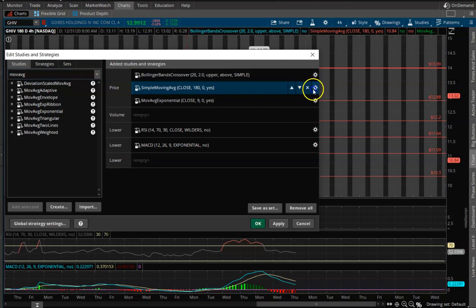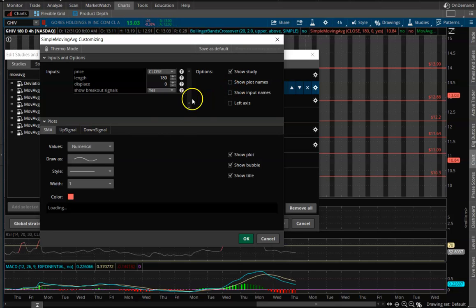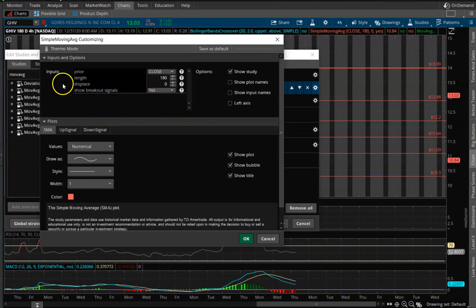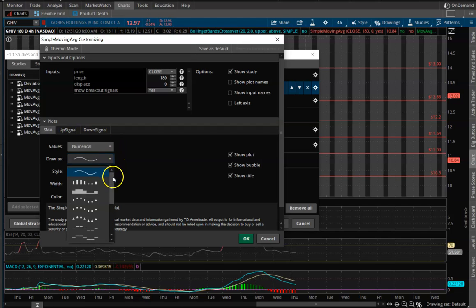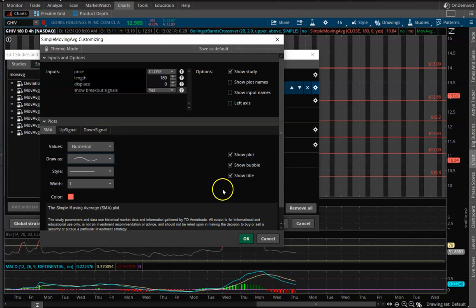For your simple moving average, you're going to click on the edit button, and this is what you should have: price, close, length 180, displace 0, breakout signals, yes. And then down here, you can make this your own values. I keep it numerical. The line, you can tweak and put whatever design you want. I prefer a solid line. You can make it a little bit thicker if you like. You could also change the color. For my simple moving average, I like to have it as red, and I'll show you why in a second. I would just hit OK.